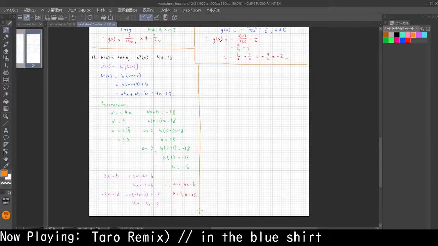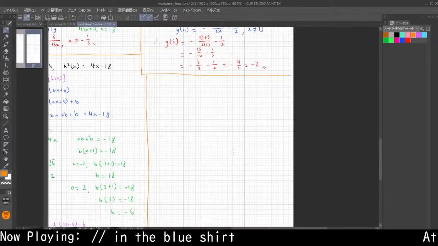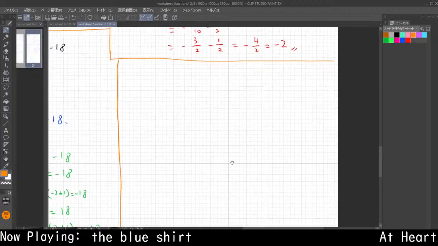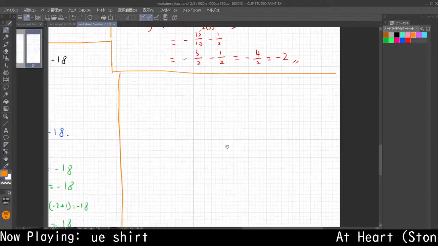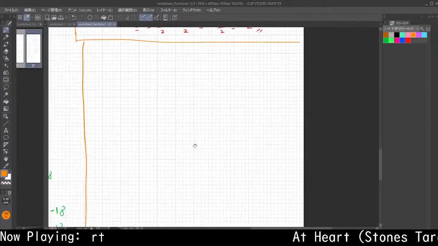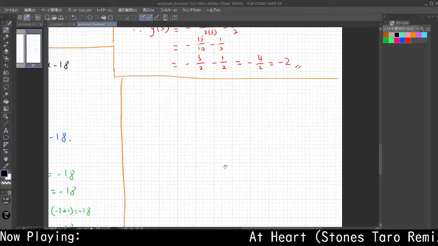Okay, 14. I put a star over there. You can infer that it is a bit harder, and this will take some time. Give me a moment.